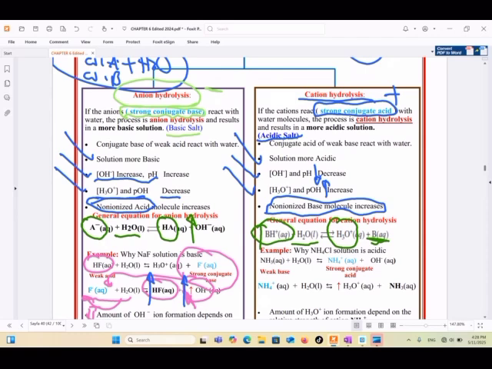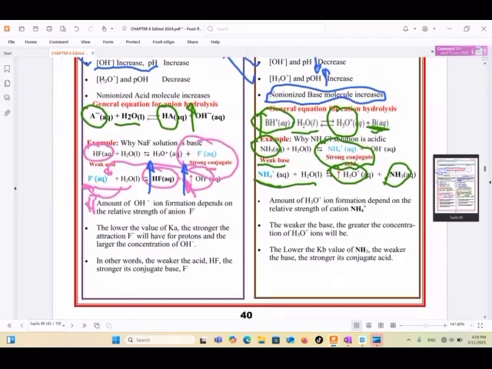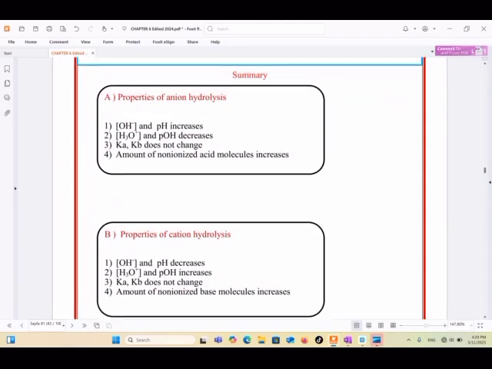An example for cation hydrolysis, guys: ammonia reacts with H2O and produces ammonium. Because ammonia is a weak base, it produces a strong conjugate acid, which is ammonium, and that strong conjugate acid reacts again with water to increase the hydronium concentration and also increase the concentration of the weak base. That's simply the definition of hydrolysis and the types of hydrolysis, and the summary of both anion and cation hydrolysis is given here.